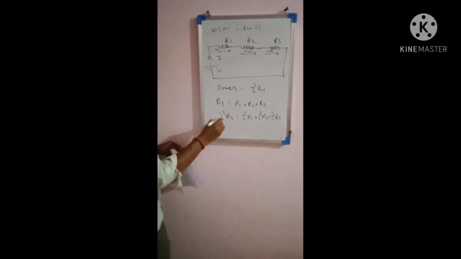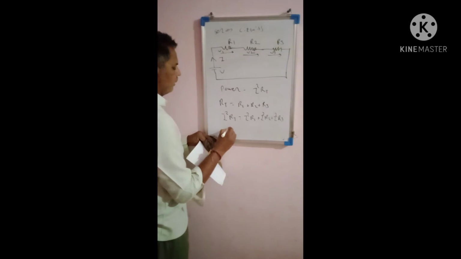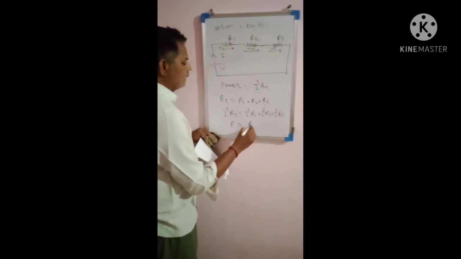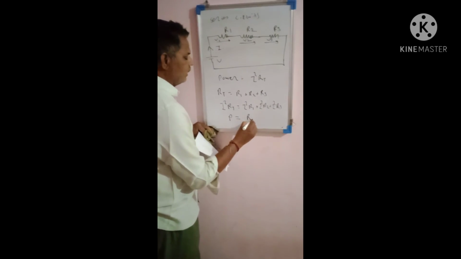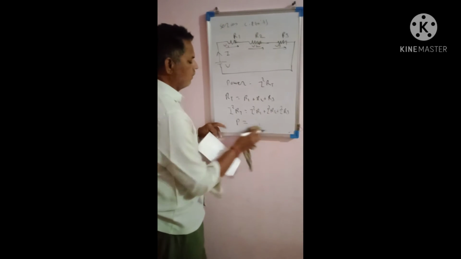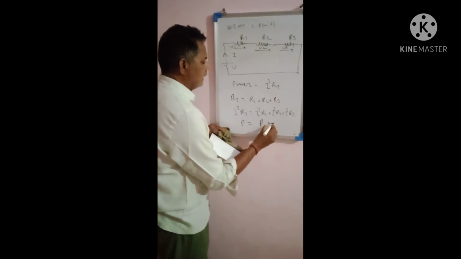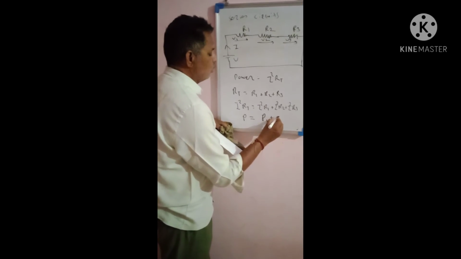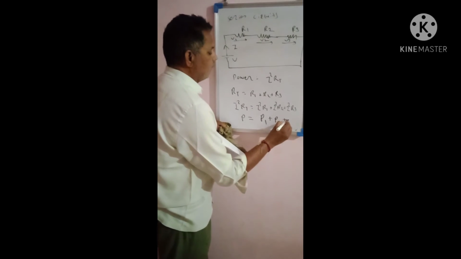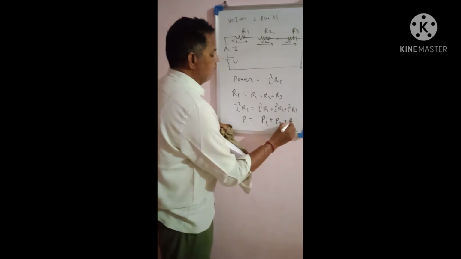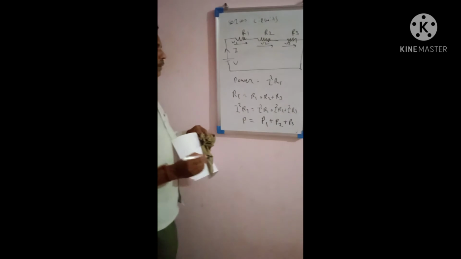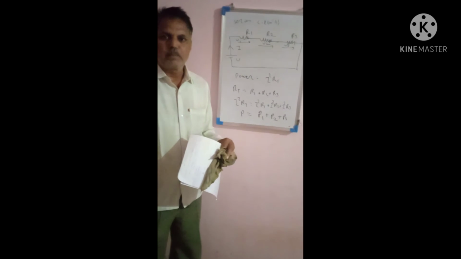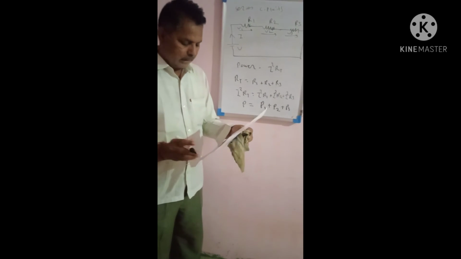Now I square R_T is the total power consumed in the circuit, indicated by the letter P. I square R1 is the power consumed or dissipated at resistance R1, this is P1, and I square R2 is the power dissipated in resistance R2, it is P2, and I square R3 is the power dissipated in resistance R3, this is P3. Means power is additive: the total power consumed equals the sum of the powers consumed at each resistance.